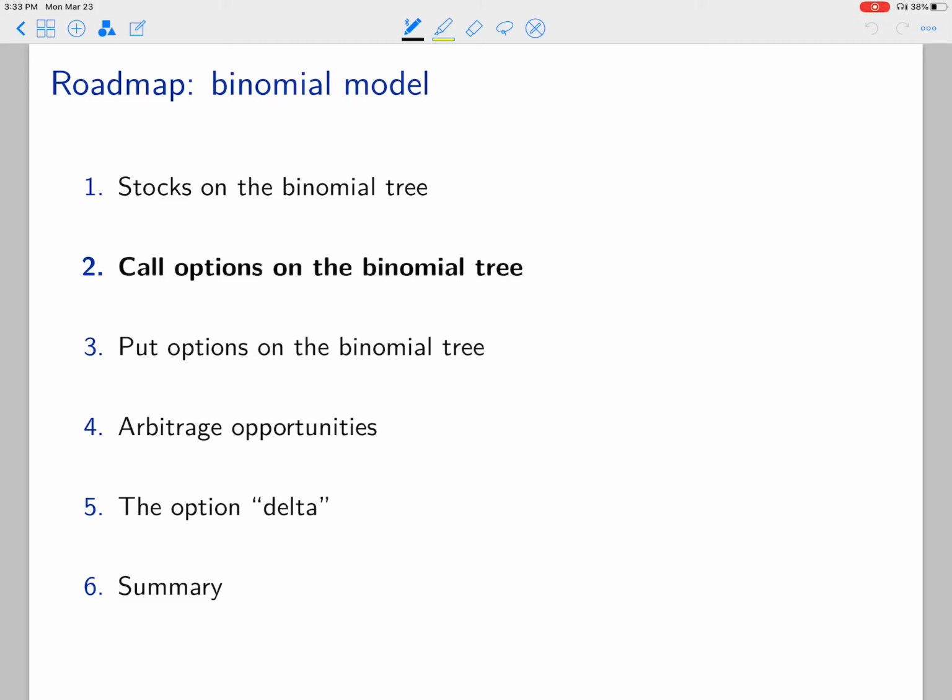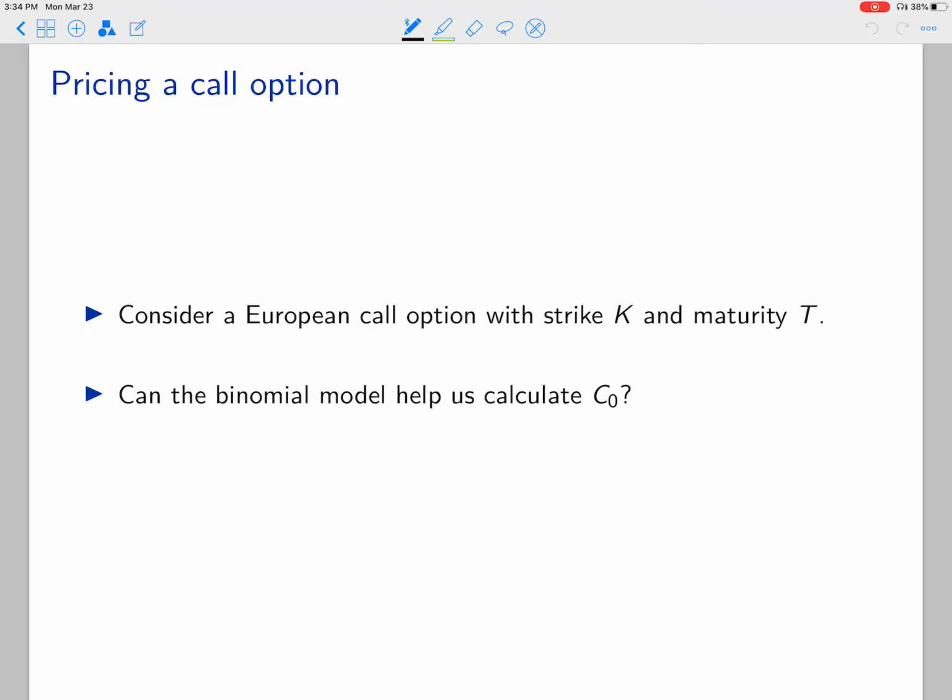Welcome back, everyone. In this video, we will be covering the second part of Lecture 11. The topic is the binomial option pricing model. Prior to the break, we set up the binomial option pricing model. Now we will use the binomial option pricing model to price European call options. Okay, so let's get started.